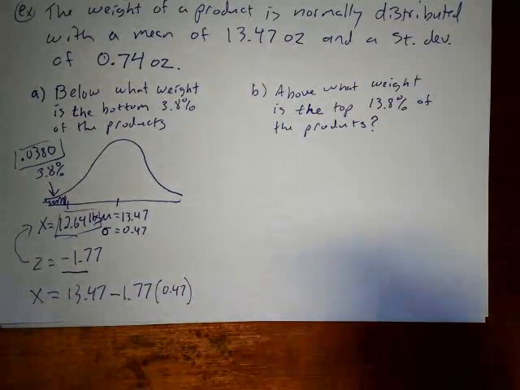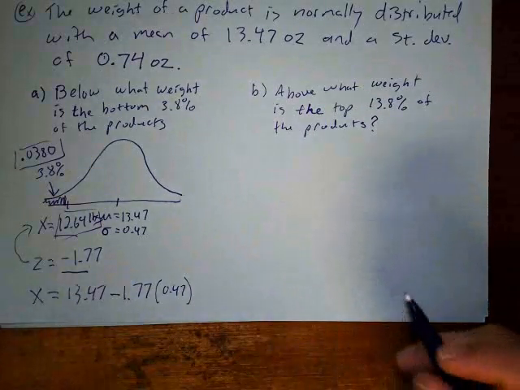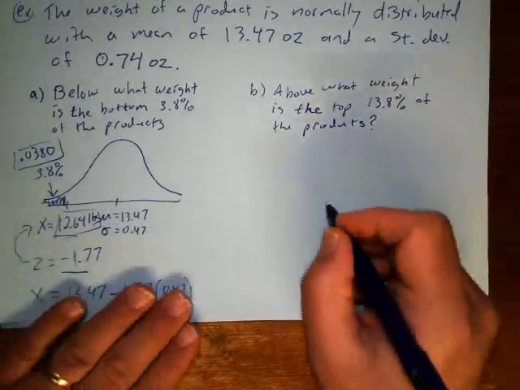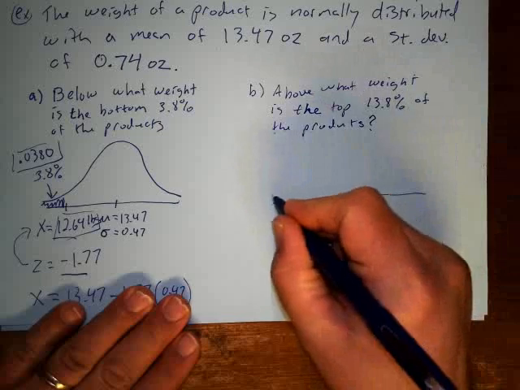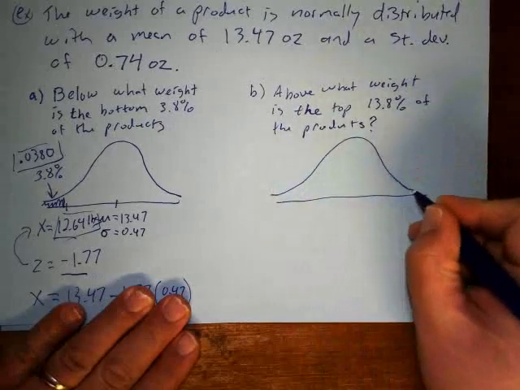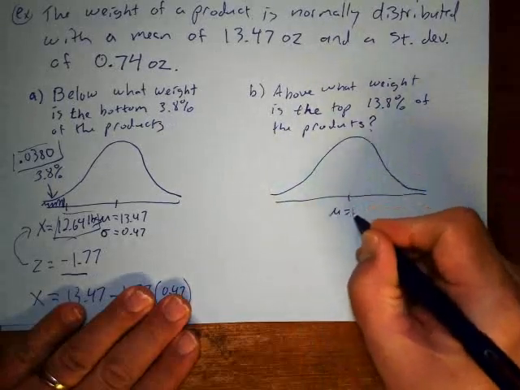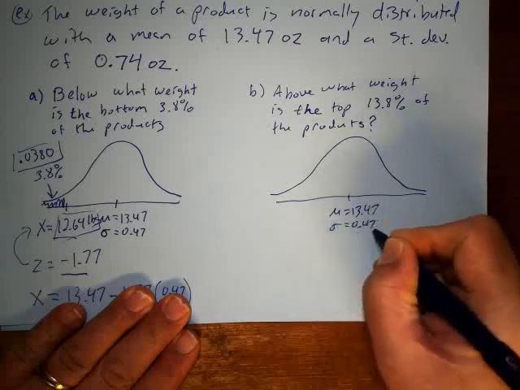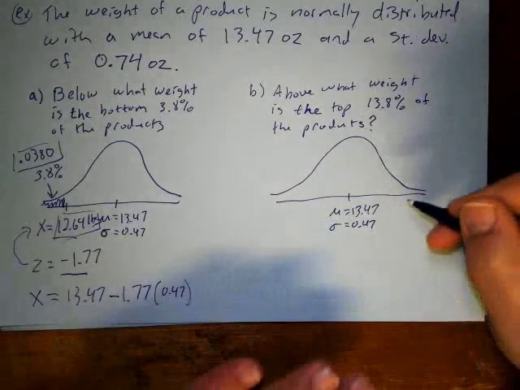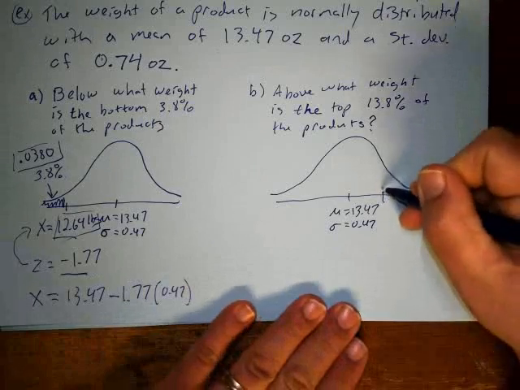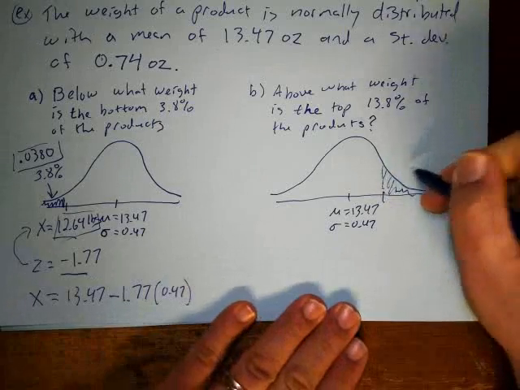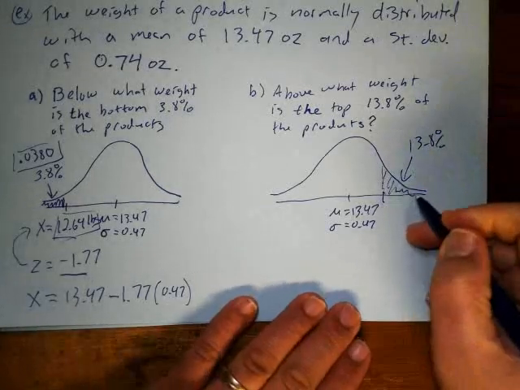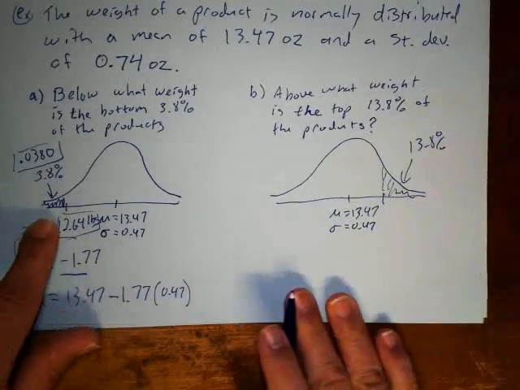Okay, well, what about this one? This is above what weight is the top 13.8%? Okay, so you're going to draw the distribution like before. And you have the mean and the standard deviation. And then the 13.8%, it's going to be up above here because you want the top 13.8%. And this is going to have more area than this one over here, right?